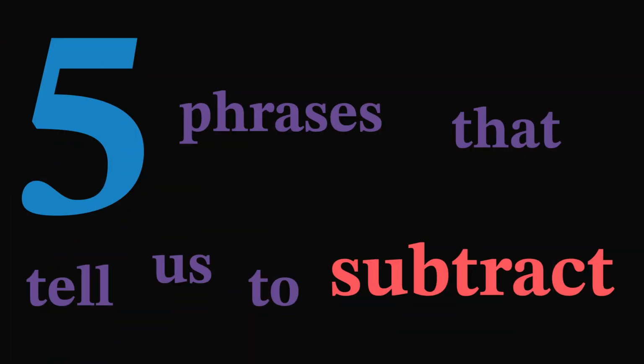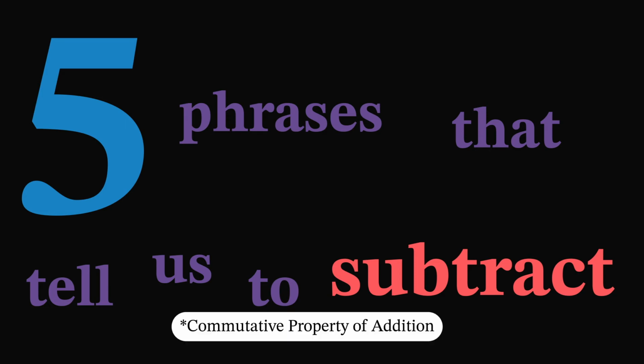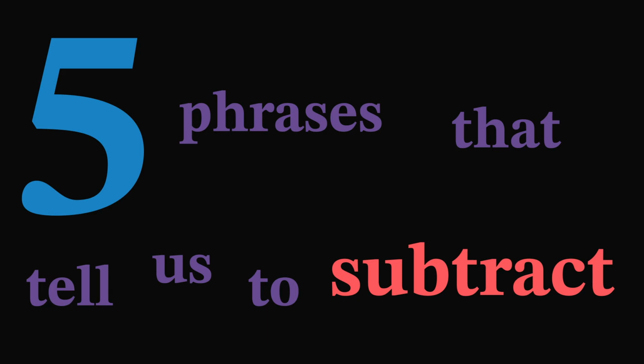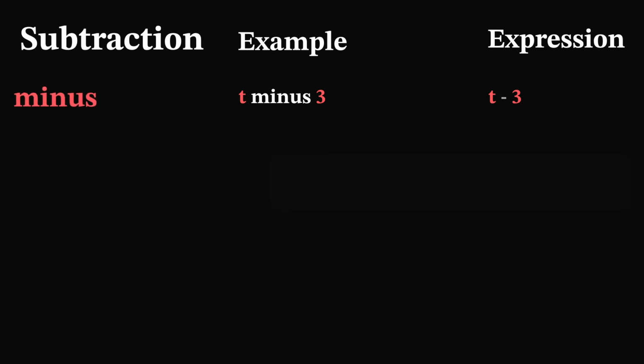Next, we have 5 phrases that tell us to subtract. With addition, we have the commutative property of addition that allows us to change the order of the addends and get the same result. Unfortunately, for subtraction, there is no such property, which means the order of the numbers is very important. Let's take a look at a few phrases for subtraction. Our first one is minus. An example would be t minus 3. And that would look like t minus 3.